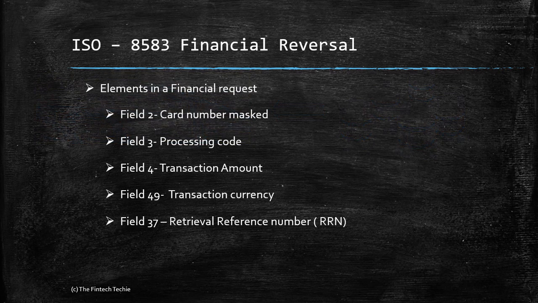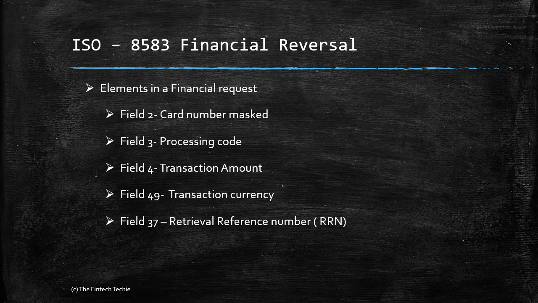So what is a financial reversal? In some cases, the ATM needs to send a reversal message to the switch, and hence the switch has to send a reversal message to the CBS. So the scenario could be where the ATM fails to dispense the necessary cash because maybe the cash cassette got stuck or jammed. So in such a case, a reversal message is sent.